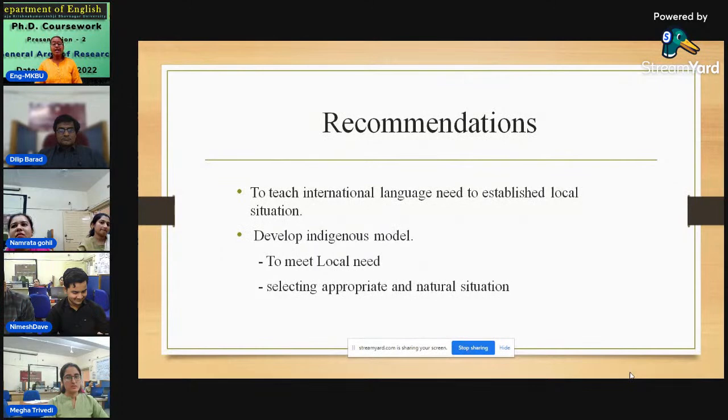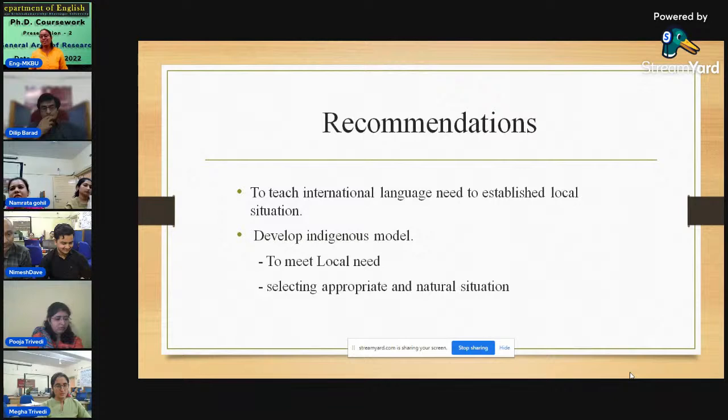Recommendations from my side. We all know that there are various approaches, but when we try to use this particular approach in our practical life, I think that to teach English, because English is not our language, it is a second language. If this language is international, we need to establish local situations, so that students can learn the language very well.